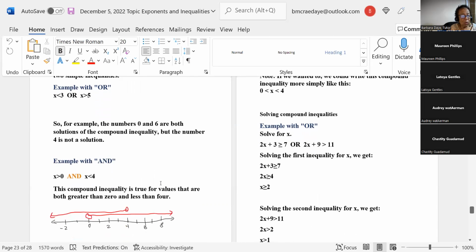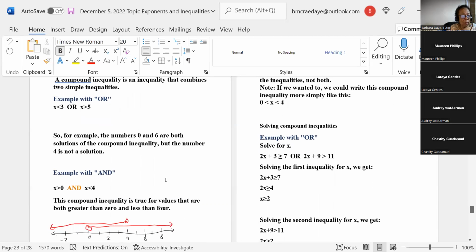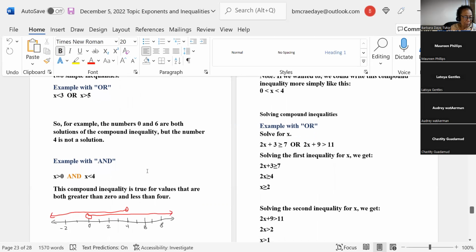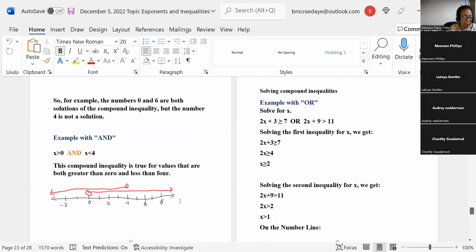And I'll show you a way to do those where you can just do them separately. Do one and then do the other, and then you put them together. Okay. Now, I drew some number lines here.